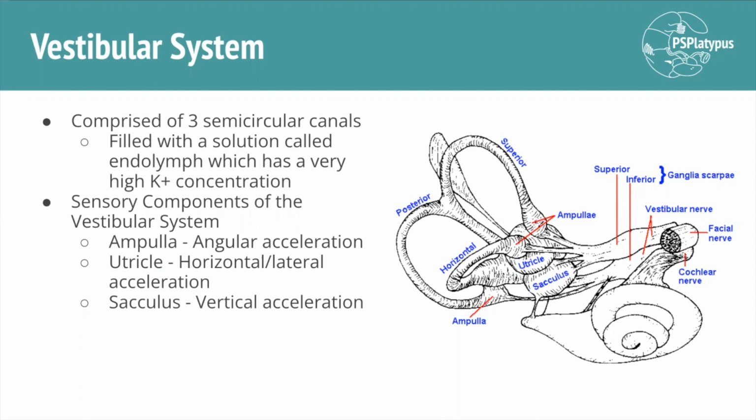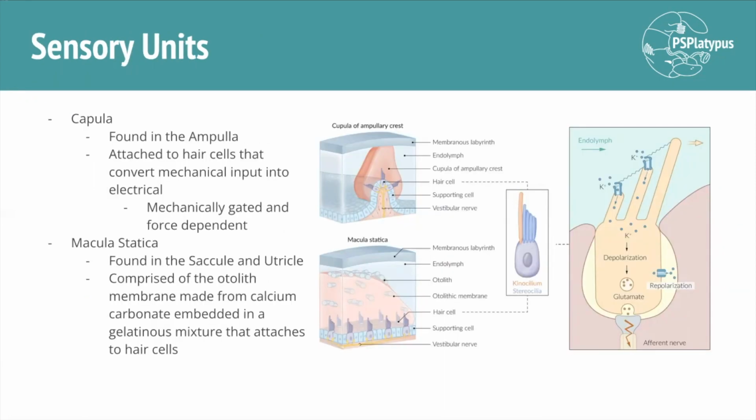And how exactly does it do this? Well, it's via the sensory components of the vestibular system, which are our ampulla, our utricle, and our sacculus, which detect angular acceleration, horizontal, lateral acceleration, and vertical acceleration, respectively. Exactly how the body is able to do this comes down to two main components of the sensory units, which is the capilla and the macula.